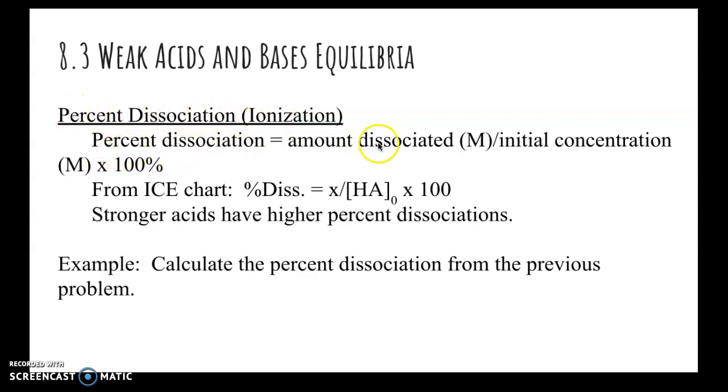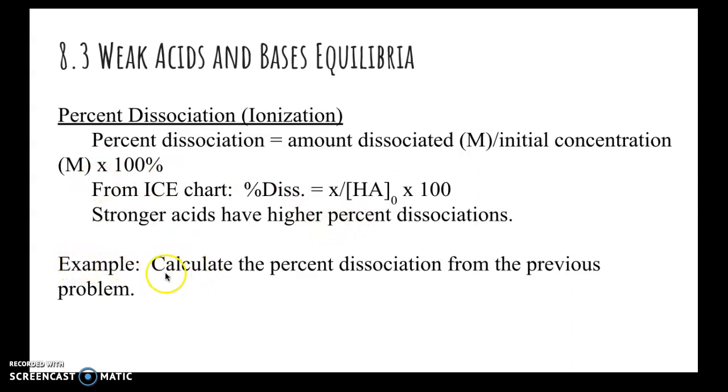So percent dissociation is the concentration of the amount dissociated divided by the initial concentration, and we multiply that by 100, okay? Now, from the work that we've been doing with the ICE chart and the Ka expressions, the amount that's dissociated is just X. So this is the equation that you want to focus on right here. So percent dissociation is equal to X divided by the initial concentration and then multiply by 100. All right, and then stronger acids will have higher percent dissociations. So they break apart more.